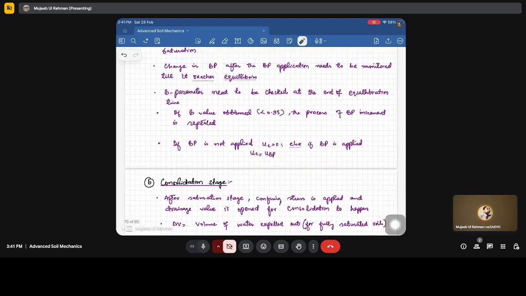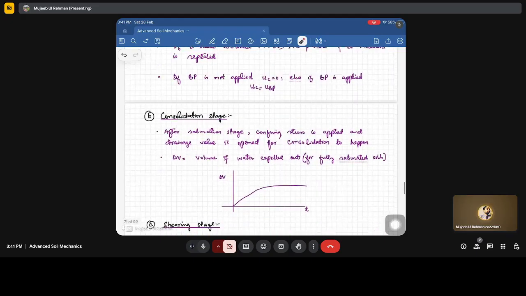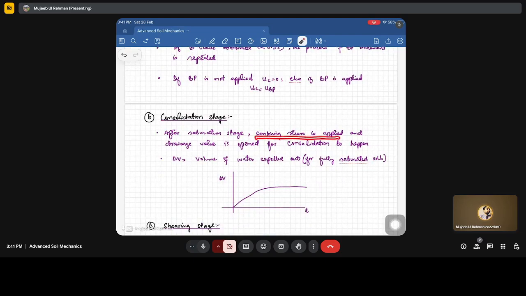So once the saturation is complete, U is equal to the back pressure, or U is equal to 0. Now after the saturation stage, confining stress is applied and the drainage valve is open for consolidation to happen. So once we enter the consolidation stage, confining stress is applied and the drainage valve is open for the consolidation to begin.